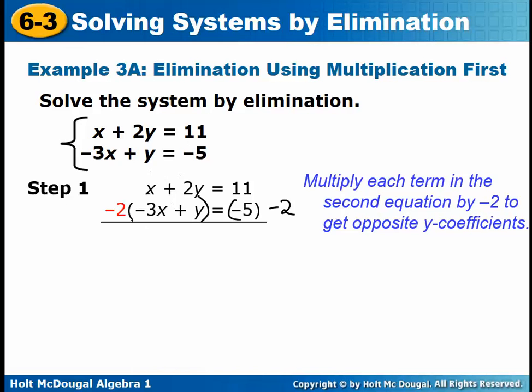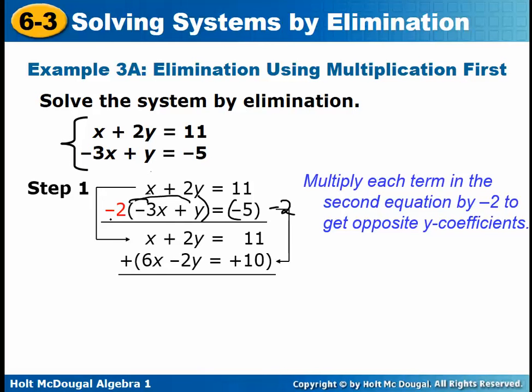So when we do that, we have to use our distributive property on the bottom. The top equation stays exactly the same, x plus 2y equals 11. But the bottom equation, we'd have negative 2 times negative 3x, that's 6x, and then negative 2 times y is minus 2y, and then negative 5 times negative 2 is a positive 10. Now it's set up for elimination because our y term is a plus 2y and a minus 2y. It's exactly the way we want it to be.